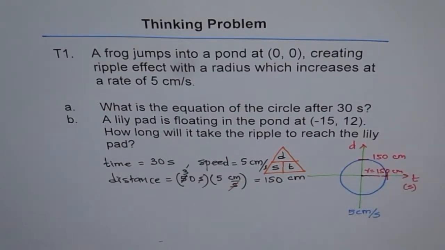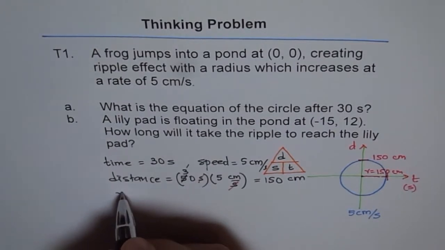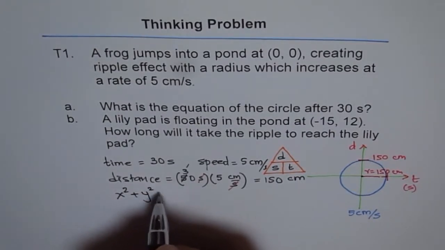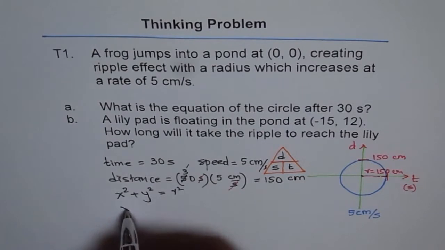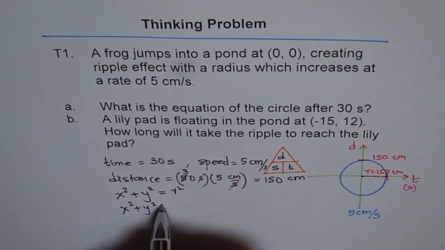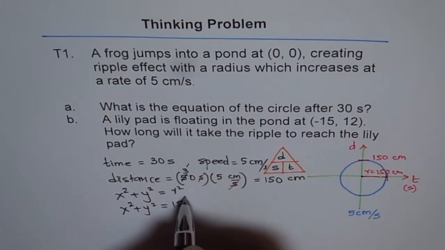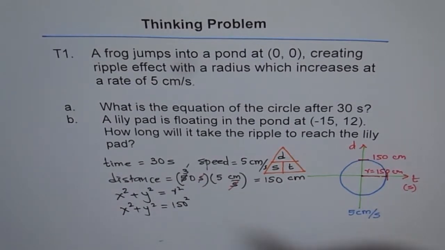Now what is the equation of a circle? Equation of the circle is x squared plus y squared equals r squared. Now here r is what? r is 150. So you can write the equation as x squared plus y squared equals 150 squared. You can use a calculator to calculate the square of 150, but even as such, you can write your equation like this: x squared plus y squared equals 150 squared. So that's the answer for part A.